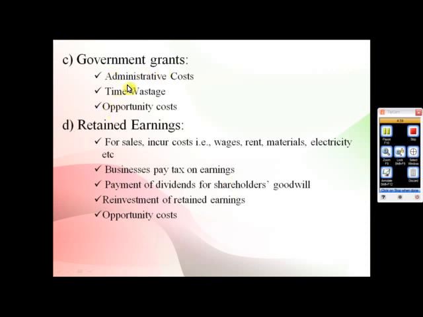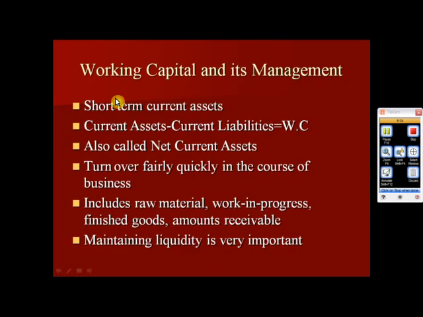Government grants: administrative cost, time wastage, opportunity cost. Retained earnings for sale include costs, for example wages, rent, material, electricity, etc. Businesses pay tax on earnings, payment of dividends for shareholder goodwill, reinvestment of earnings, opportunity cost. Working capital and its management.